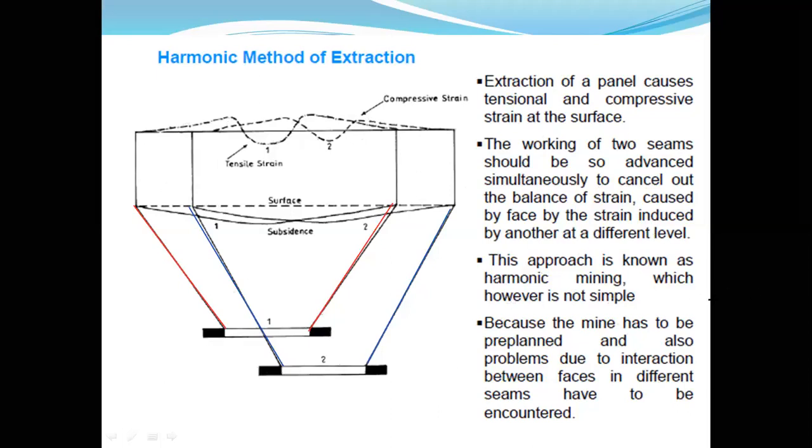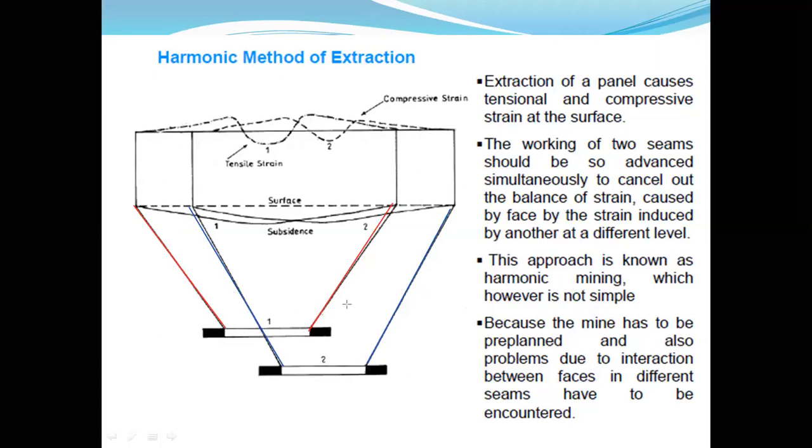So this approach is known as harmonic mining. However, it's not that simple for implementation. It requires a judicious selection. You need to ensure that the rate of progress of this seam depends on the rate of progress of this seam, right? If there is any difficulty, you cannot extract this.